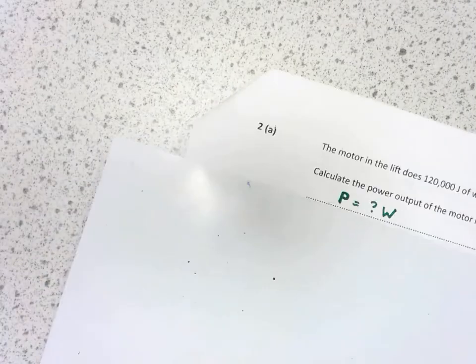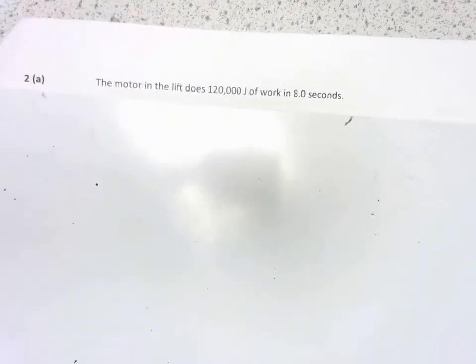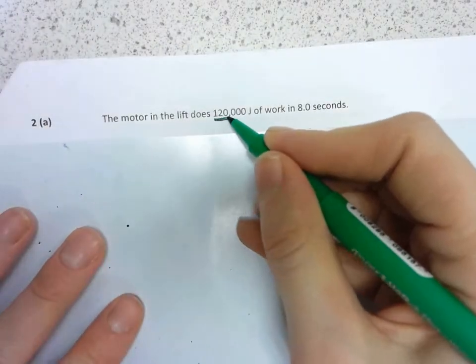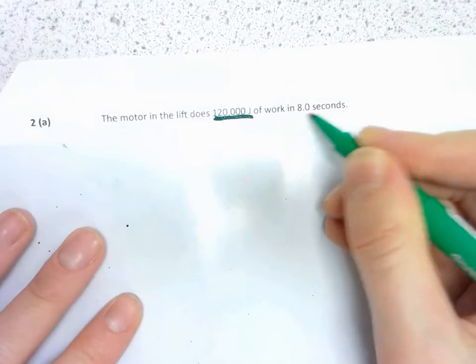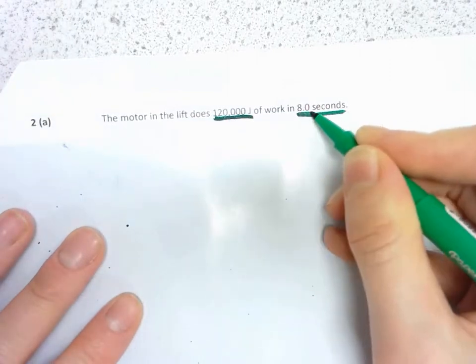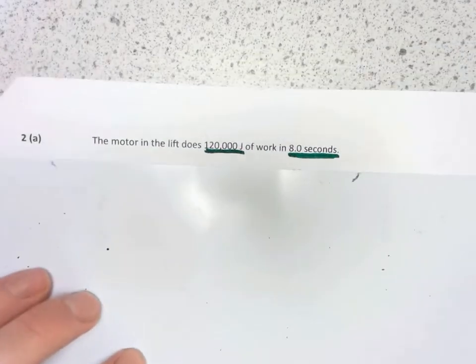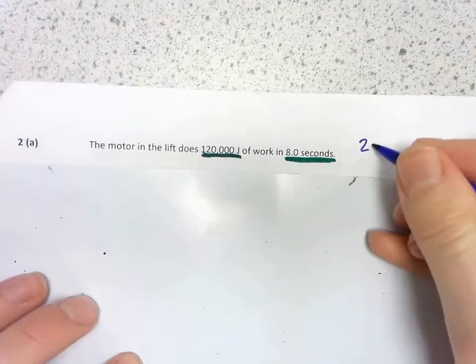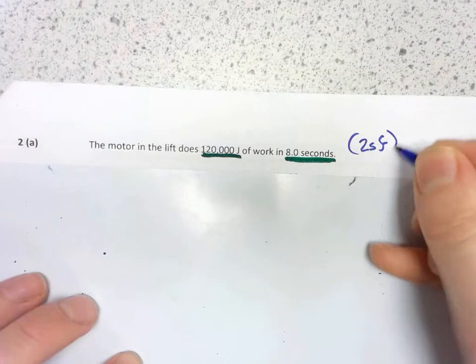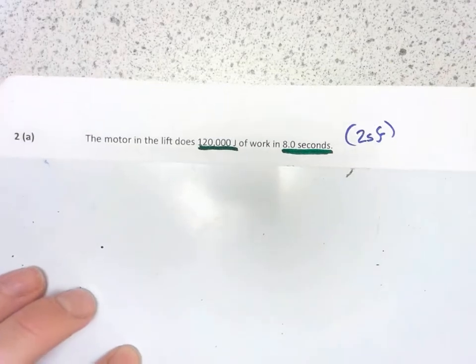Good little picture of a lift there, but very nice. The motor in the lift does 120,000 joules of work in 8 seconds. So just note here, my figures are given to 2 sig fig, so I'm just going to make a quick note of that so that when I come to give my final answer I can use 2 sig fig too.